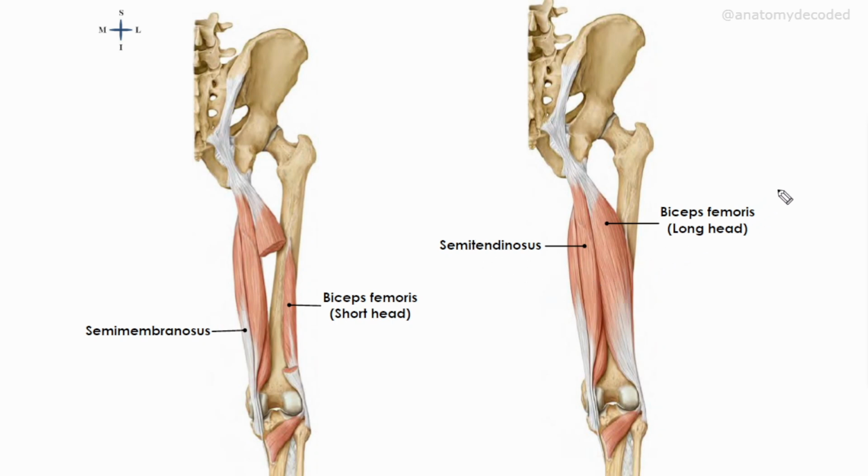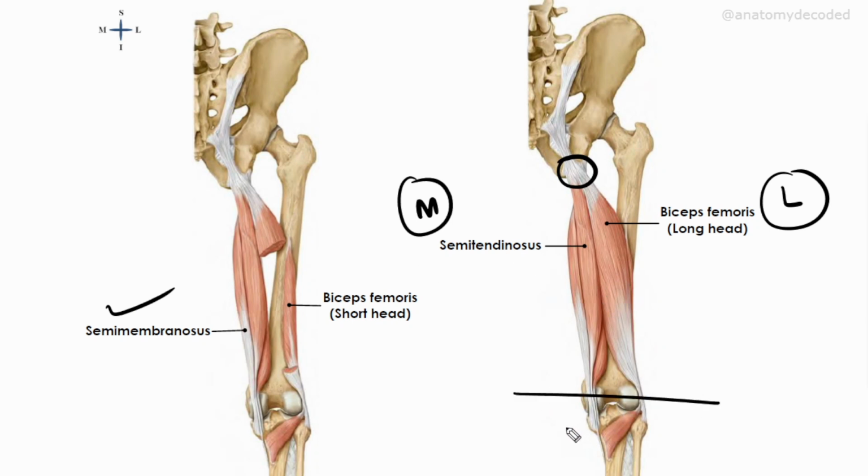Biceps femoris lies on the lateral aspect. You're looking from the posterior aspect at a right-sided thigh. Semitendinosus and semimembranosus both lie on the medial aspect. All these muscles arise from this part of the hip bone, that is the ischial tuberosity. If you see carefully, they cross the knee joint and go to the tibia or the fibula. The muscles of the posterior compartment of the thigh are also referred to as hamstring muscles.